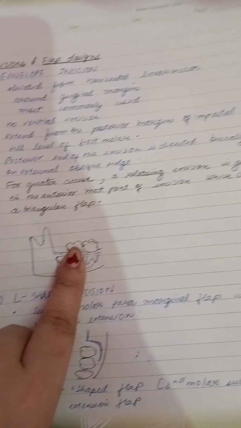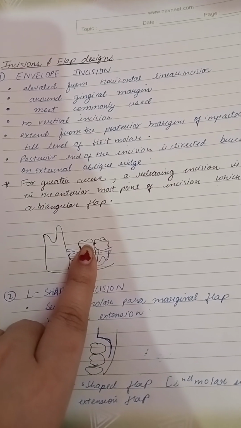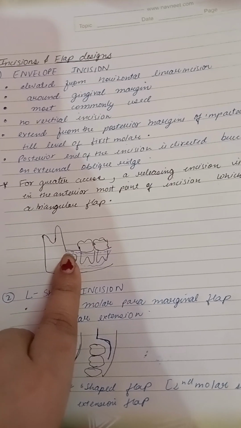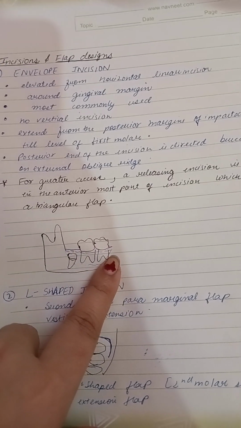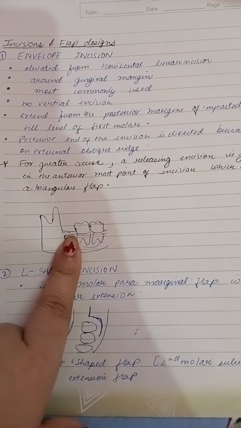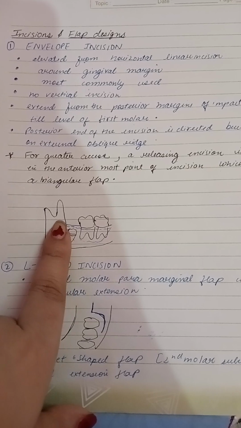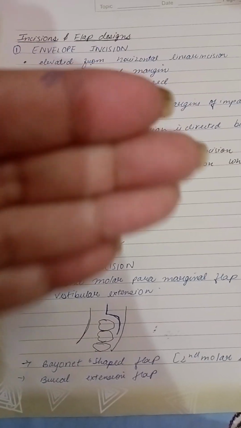It extends from the posterior margin of the impacted tooth till the level of the first molar. The posterior end of the incision is directed buccally on the external oblique ridge.